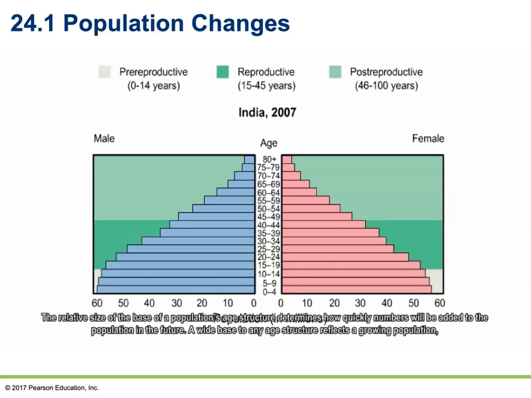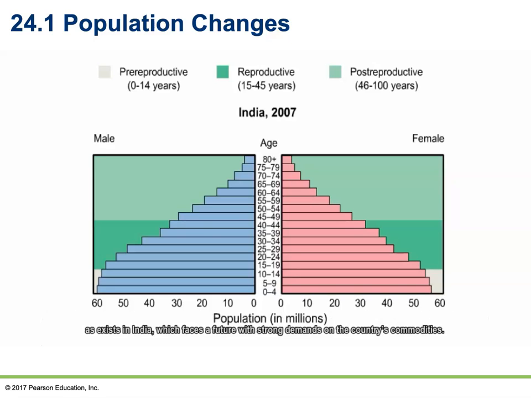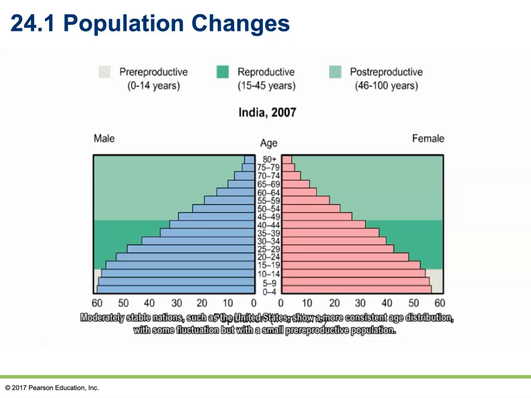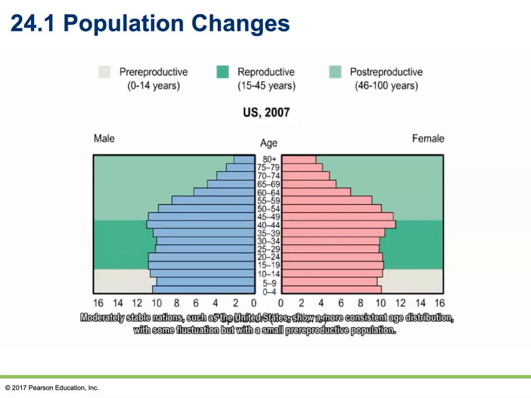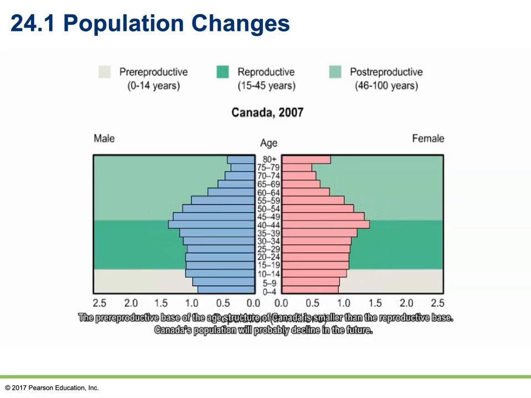The relative size of the base of a population's age structure determines how quickly numbers will be added to the population in the future. A wide base to any age structure reflects a growing population, as exists in India, which faces a future with strong demands on the country's commodities. Moderately stable nations, such as the United States, show a more consistent age distribution, with some fluctuation, but with a small pre-reproductive population. The pre-reproductive base of the age structure of Canada is smaller than the reproductive base. Canada's population will probably decline in the future.